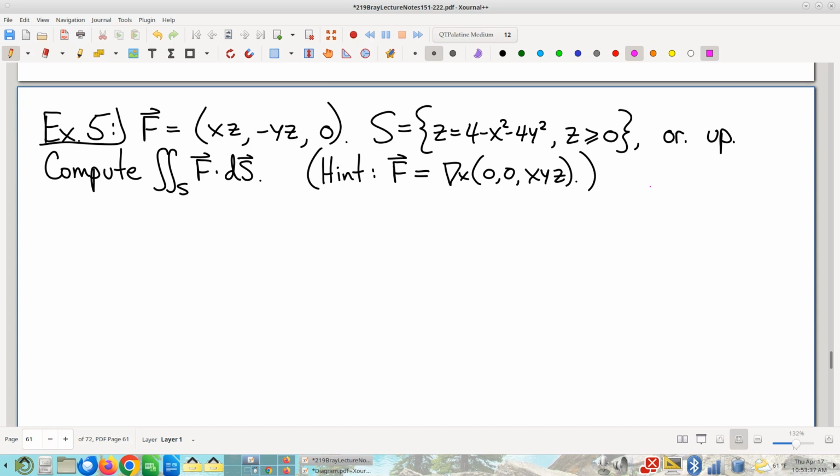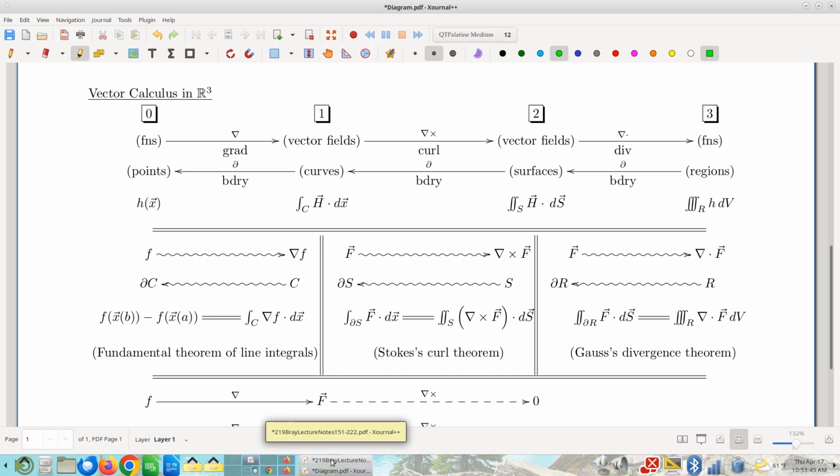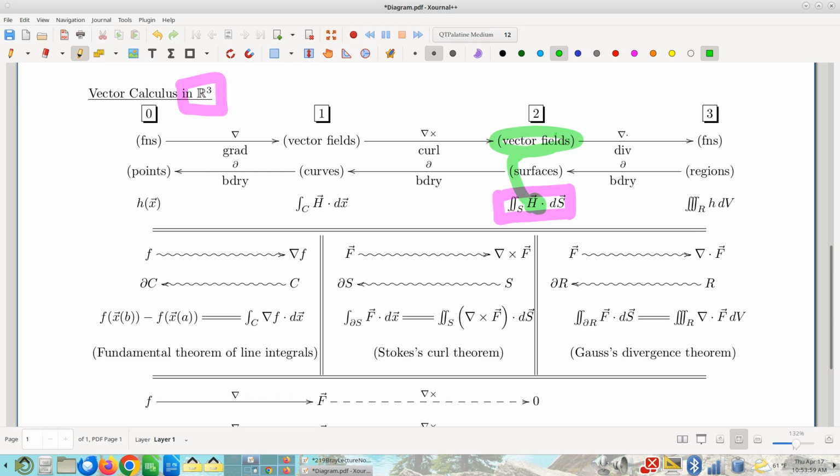Still 3 dimensions. This time, though, we're computing a flux. So everything changes in the diagram. Totally different context. We are now over here looking at flux. 3 dimensions, of course. And totally different instructions then. Don't compute the curl. Our vector field is here. We're supposed to compute the divergence of it.